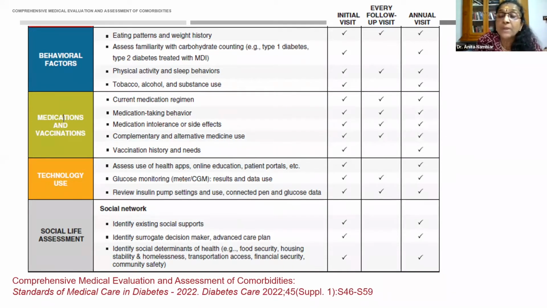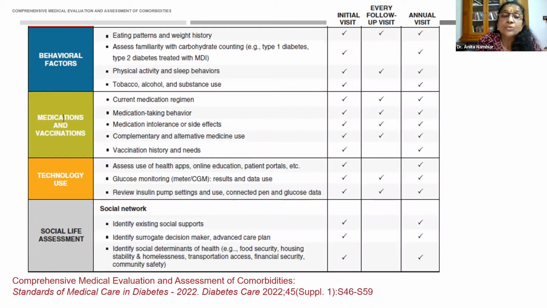Then technology use. It is coming in a big way, and we have to assess the use of health applications, online education, and patient portals. Is the patient able to do self-monitoring of blood glucose, are all the results with him, and is he showing this data to the doctor who is treating him? If the patient is on an insulin pump, review the pump settings and use, with the same procedure as for glucose monitoring.